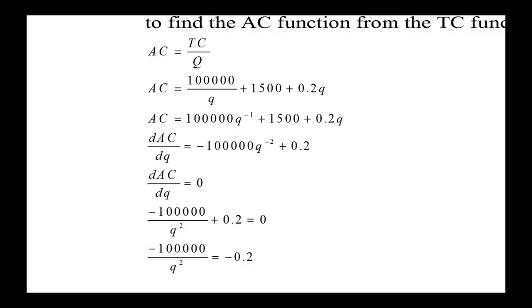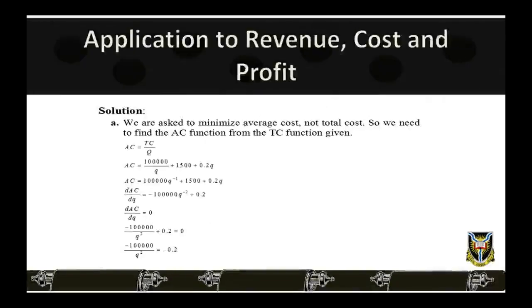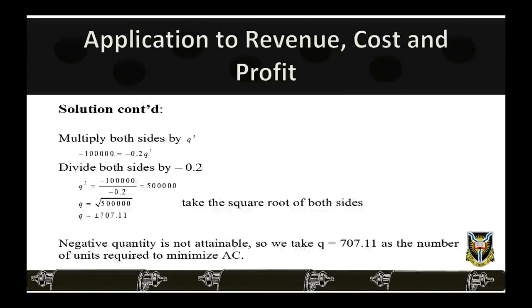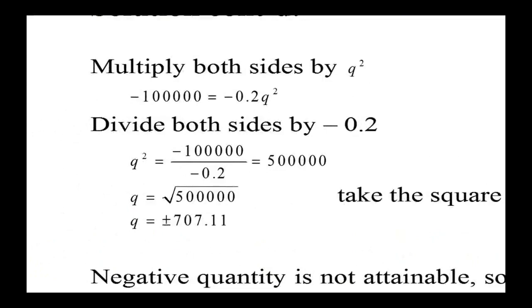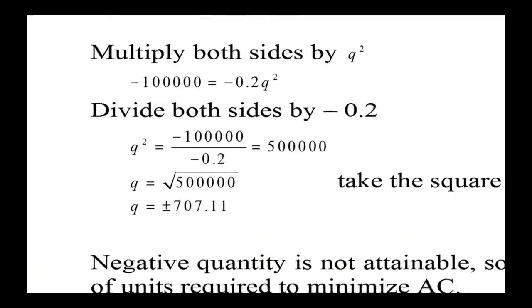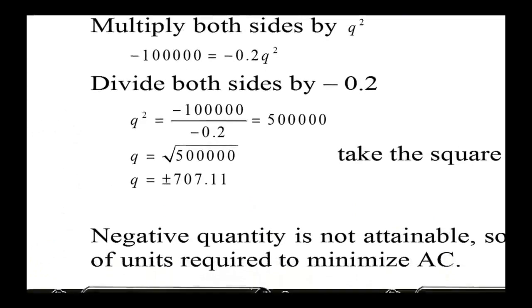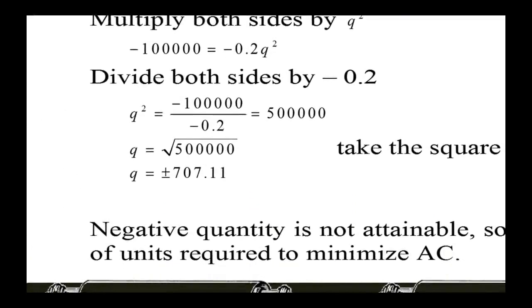dAC by dQ equals 0, so minus 100,000 divided by Q squared plus 0.2 equals 0. Minus 100,000 divided by Q squared equals minus 0.2. Multiply both sides by Q squared. Minus 100,000 equals minus 0.2 Q squared. Divide both sides by minus 0.2. Q squared equals 500,000.